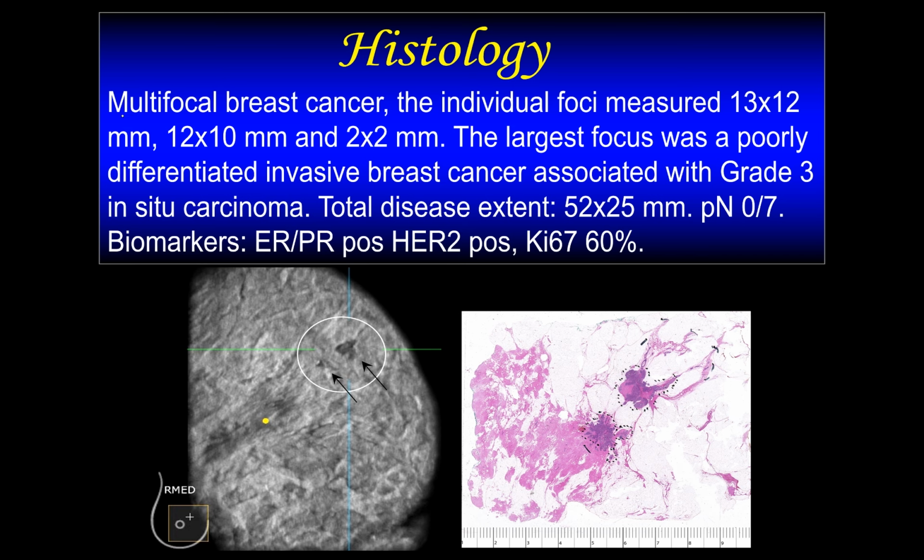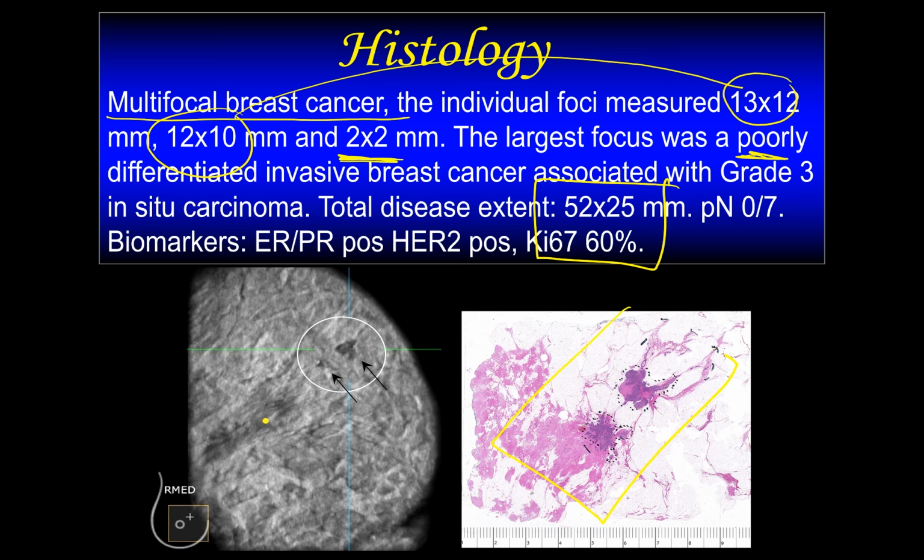Final histopathology shows that we are facing a multifocal breast cancer. The somewhat larger is 13 by 12 millimeter, and right after that, the 12 by 10 millimeter. These two were seen on ABUS, and this one, of course, is the finding by the pathologist. Unfortunately, the larger one was poorly differentiated cancer, and it was associated with grade 3 in situ carcinoma as well. Total disease extent was 52 by 25 millimeter. Fortunately, the 7 surgically removed axillary lymph nodes did not have metastasis, but it's a highly proliferative carcinoma.